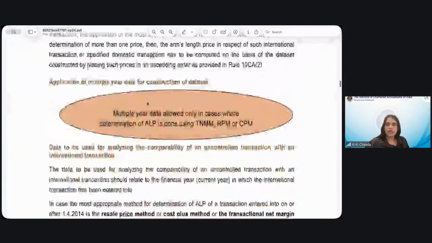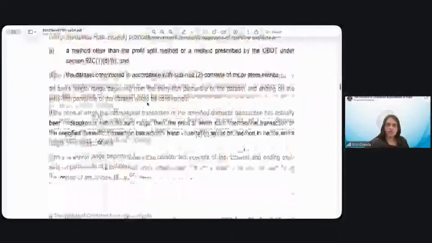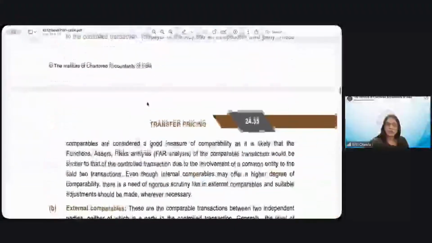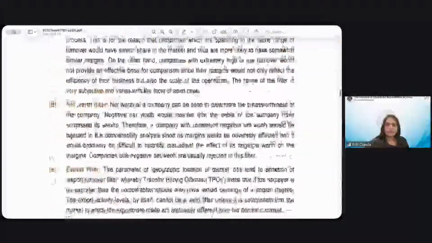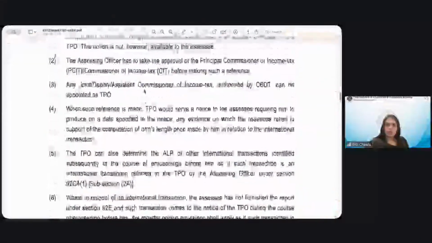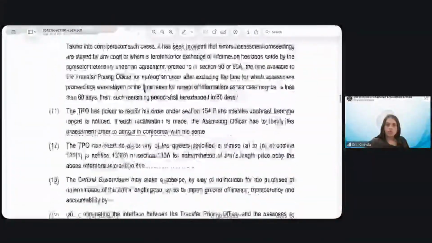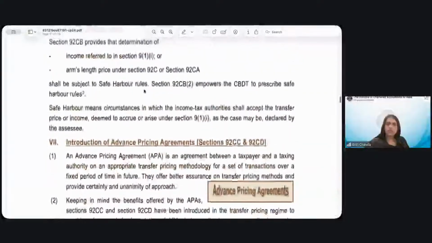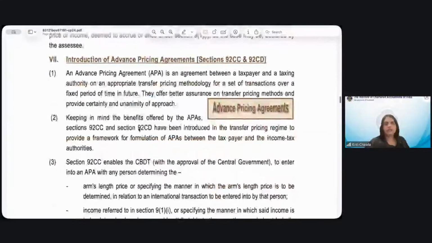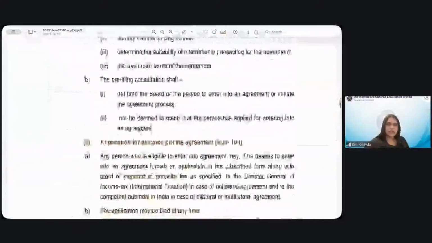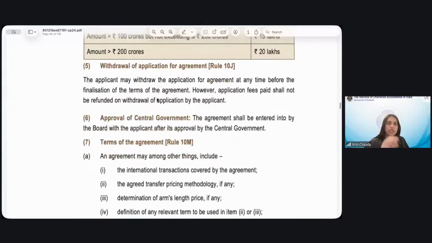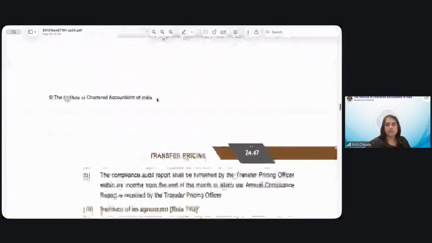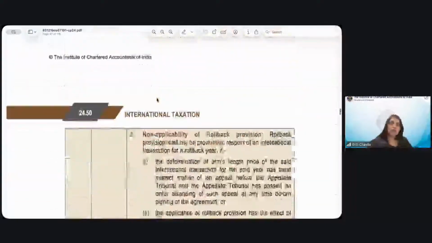Now, this is where they talk about, as I mentioned, multiple year data, etc. This is what you need to do. And I'm going to go to the next part that we discussed, which is the safe harbor rules. And then this is the part that deals with something called APA. I did display the fee, etc., the withdrawal of application. I think you can read through the law here, but the summary is provided in the slide deck, so you can read through the slide deck for that particular summary.